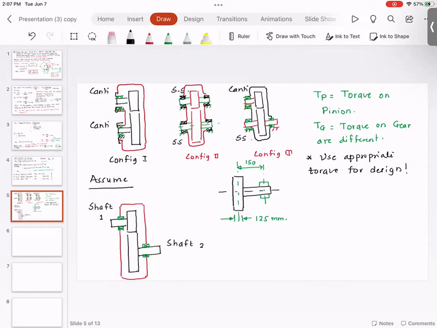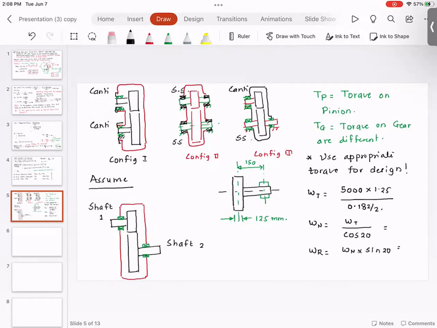So first and foremost, let's find out the value of WT that we know: 5,000 times 1.25 divided by 0.182 by 2. Wn is equal to Wt divided by cosine 20, because we are using 20-degree stub, and Wr is equal to Wn times sine 20.